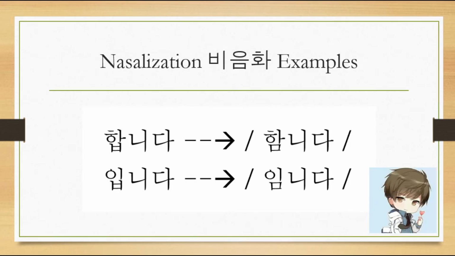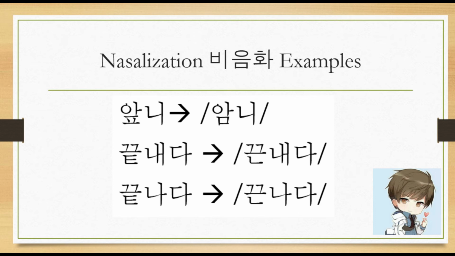Next, habnida. Pronunciation is hamnida. Next, we have ipnida. You pronounce it as imnida. Okay, some examples: apni. You pronounce it as amni. And kutneda, kunneda.